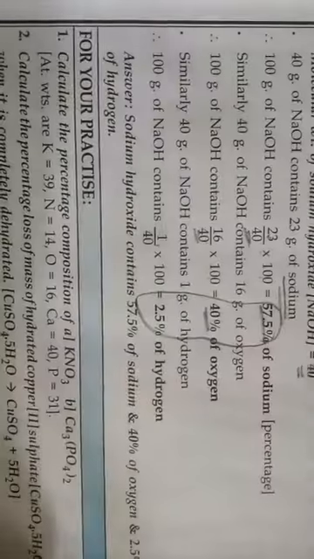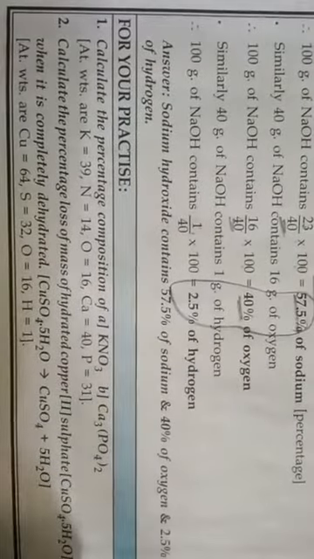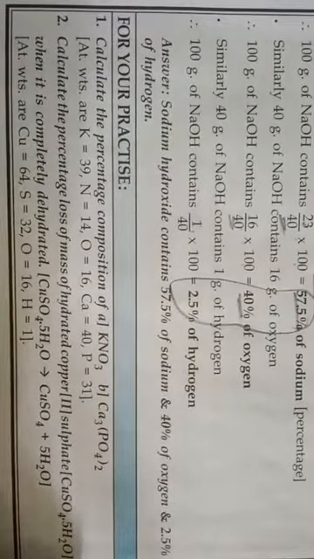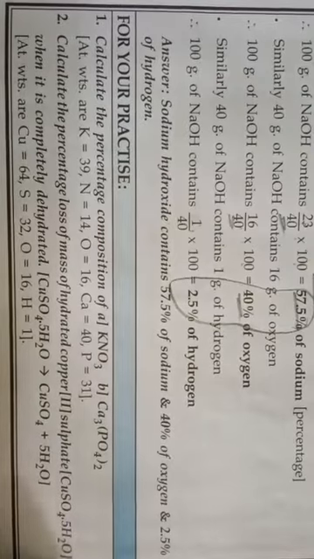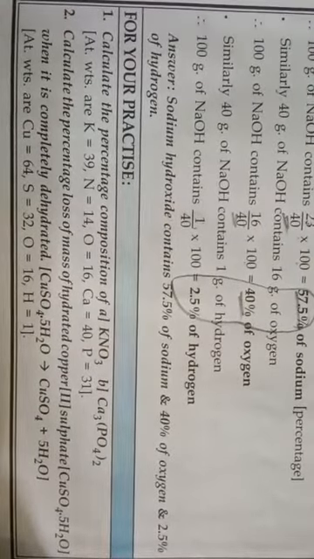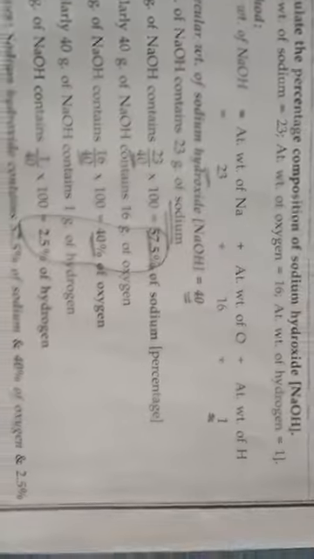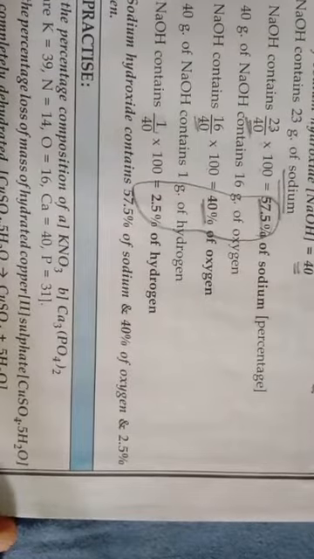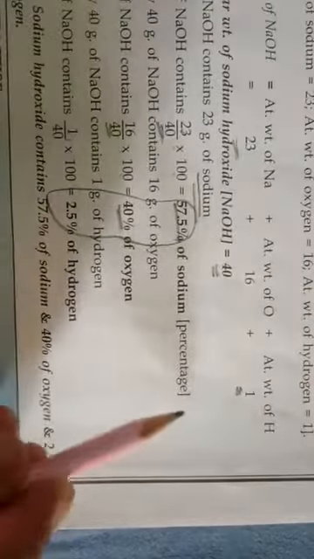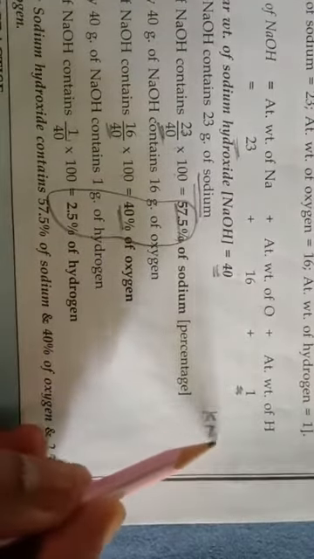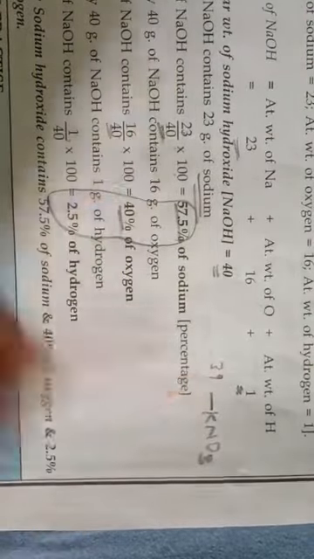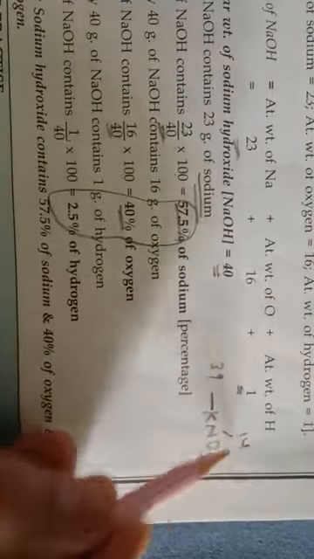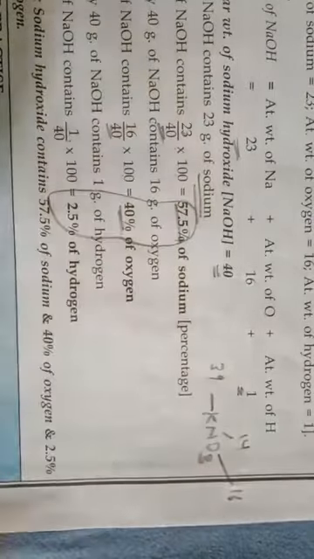Okay children, then one question is given here. Calculate the percentage composition of potassium nitrate and calcium phosphate. Okay children, so to calculate the percentage composition of potassium nitrate, the formula is KNO3. So the atomic mass of potassium is 39, nitrogen is 14, and of oxygen is 16.